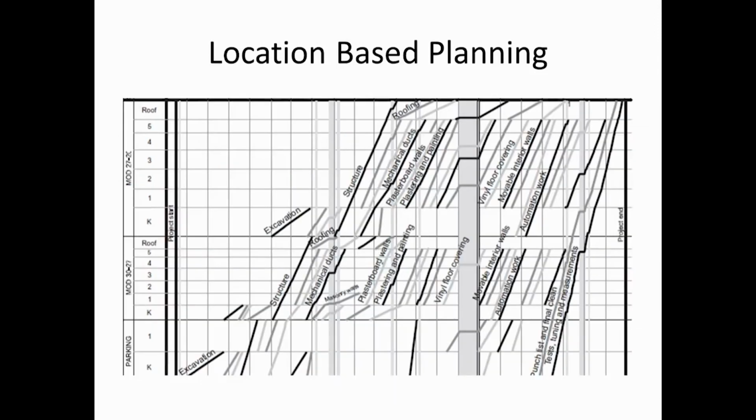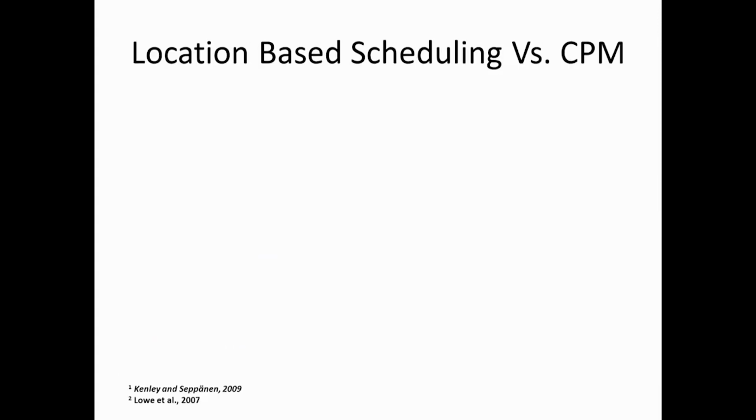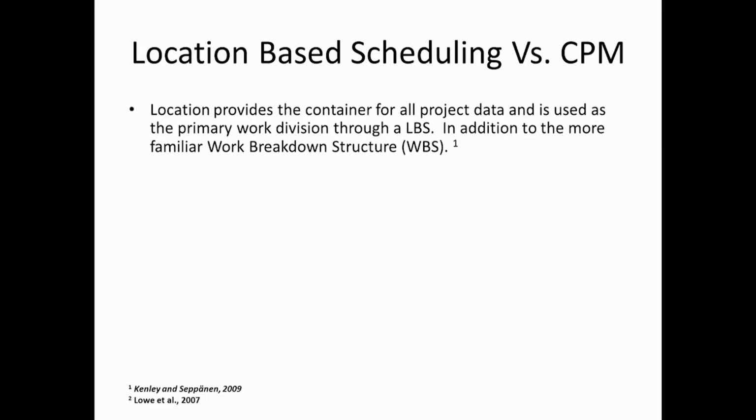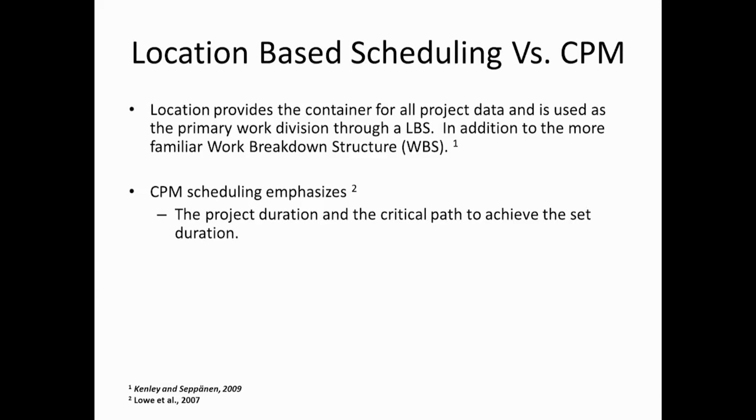So here is another illustration of how complex an LBMS can look, and this cannot be done without the help of appropriate tools. Like I said, sophisticated tools are available today for you to manage this. So when we compare location based scheduling versus CPM, the main difference is that it provides the location data which we discussed earlier, and we need work division through a location breakdown structure. The integration of the location breakdown and work breakdown is a key element of LBMS.